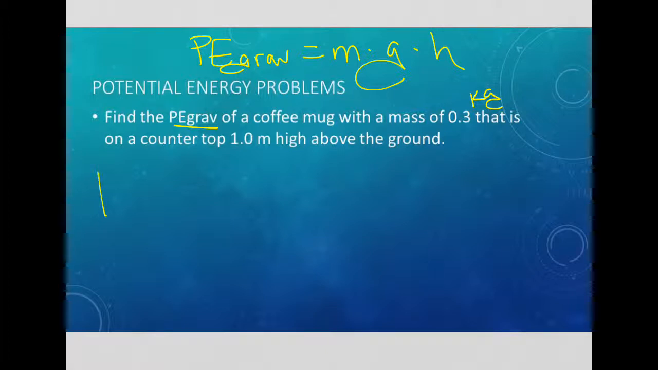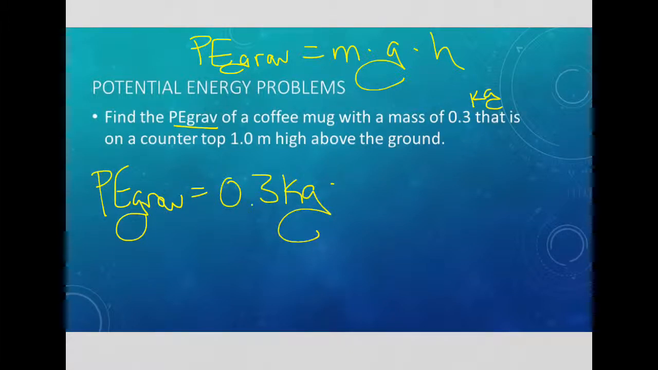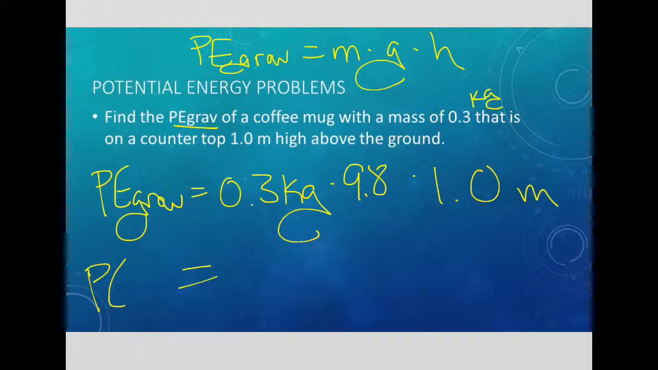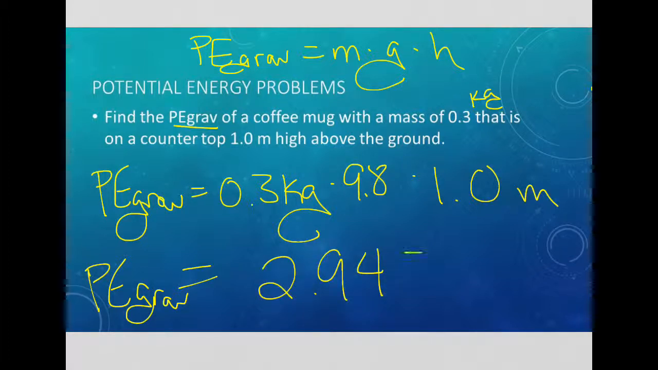So in this case, I will use my PE grav equation. My mass will be 0.3 kilograms times 9.8 for my gravity. And then my height will be 1.0 meters. And therefore I get a PE grav of, let me put this into my calculator, 0.3 times 9.8 times 1.0. That gets me a PE grav of 2.94, and this is in joules.